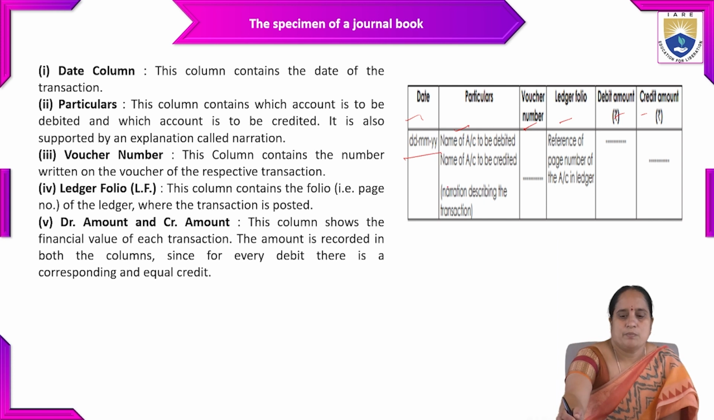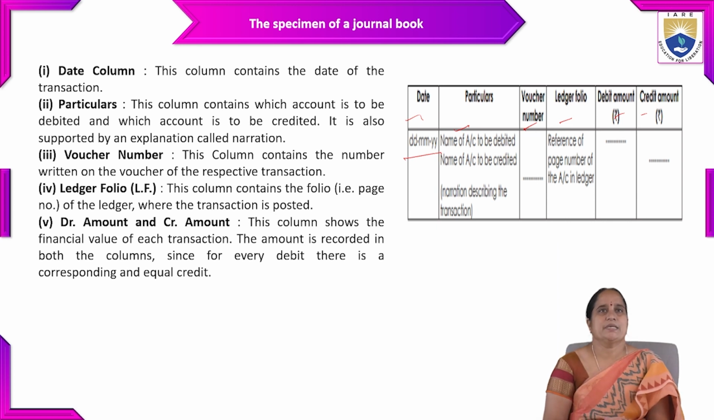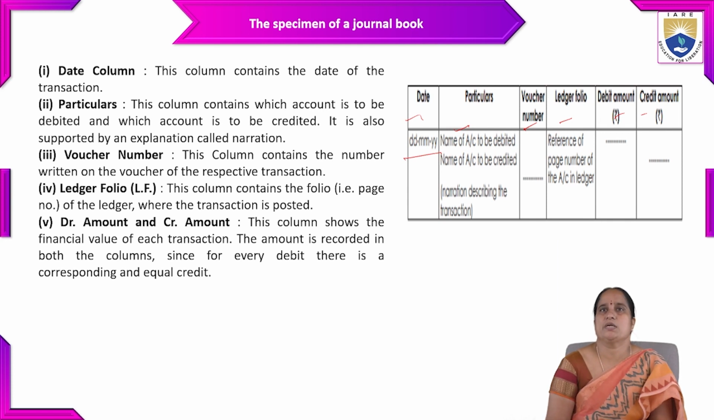So below this particulars, we have to specify the narration describing the transaction, what type of transaction it is. The second one is particulars. This column contains which account is to be debited and which account is to be credited. It is also supported by an explanation called narration. The third column is voucher number. This column contains the number written on the voucher of the respective transaction.